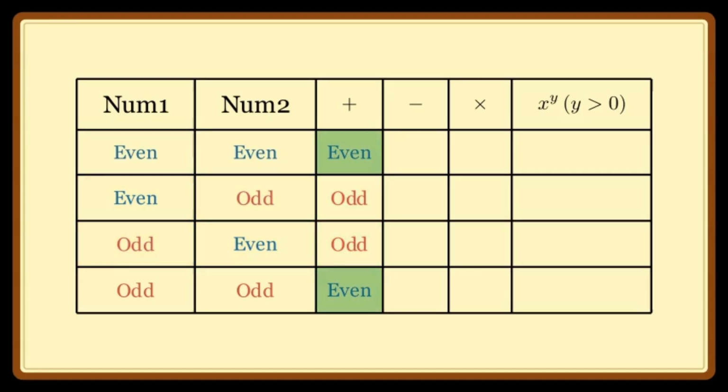If you know that a sum is even, you can be absolutely certain that the two starting numbers had the exact same parity. Vice versa, if the sum is odd, you instantly know the two starting numbers had different parities.